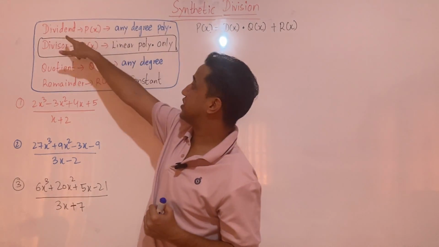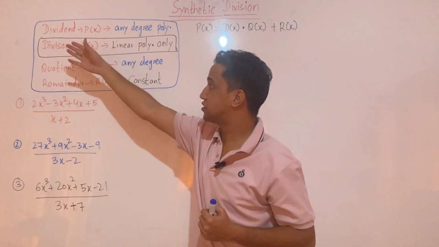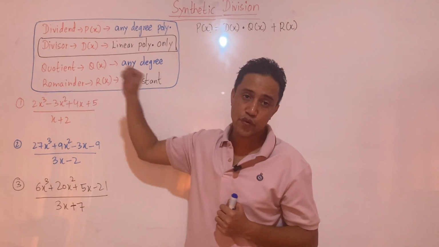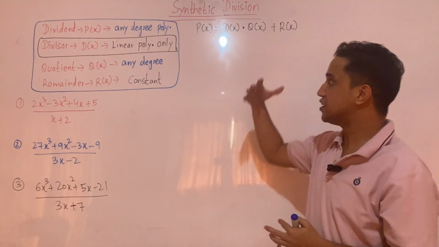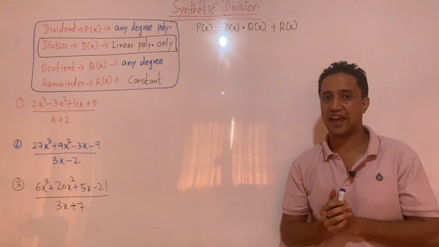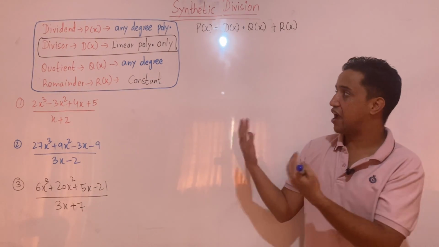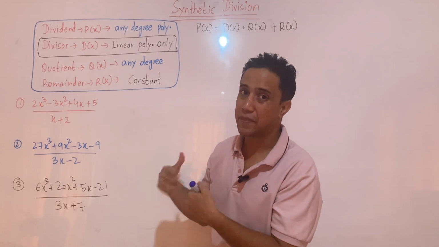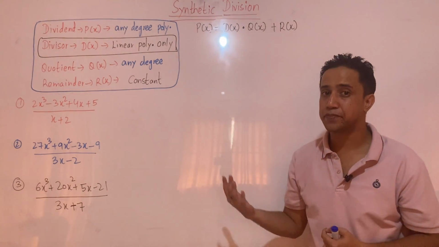The first one is dividend, the second is divisor, then we have quotient, and then we have remainder. In synthetic division, there are some conditions, and we have to find out what those conditions are that make synthetic division special.